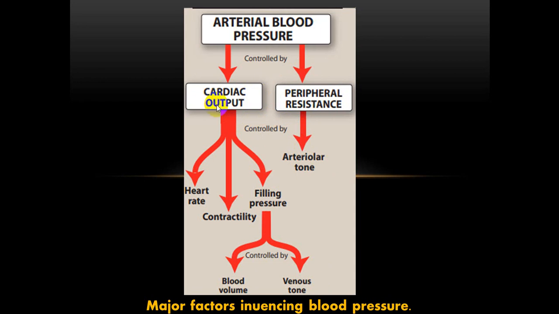The cardiac output, of course, is controlled by heart rate, cardiac contractility, and filling pressure. So any medicine or any drugs that control these factors will lead to the control or decrease of the cardiac output and of course decrease arterial blood pressure. The filling pressure is controlled by blood volume and by venous tone. So any drugs or any substance that lead to the decrease of blood volume or affect the venous tone will lead to decreased filling pressure and subsequently decreased cardiac output and lastly decreased blood pressure. These are the major factors influencing blood pressure.